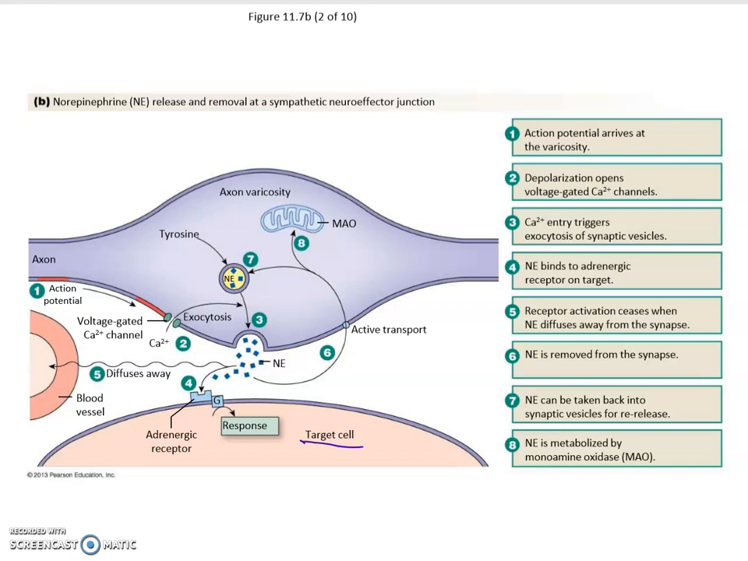Then the norepinephrine in this case will travel across the synaptic cleft, will bind to the adrenergic receptor, and then we get the response from the target cell. After the norepinephrine has done its job, it needs to either diffuse away or be actively transported back for recycling purposes.